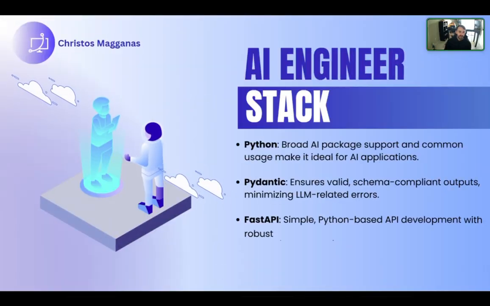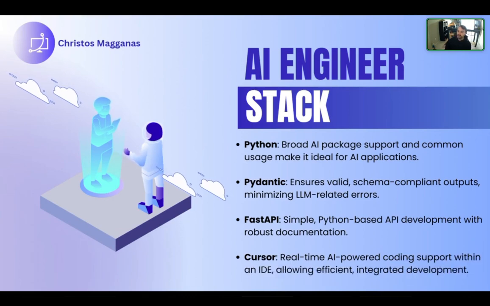So some of the things that we mentioned before concluding: we're using Python, we're using Pydantic to ensure a valid, schema-compliant output. We're using FastAPI for simple deployment of APIs. And then what we're here today to learn about, Cursor, real-time AI-powered coding support.